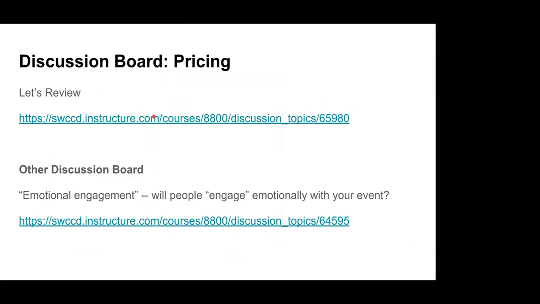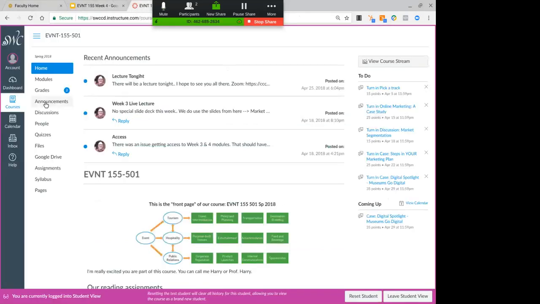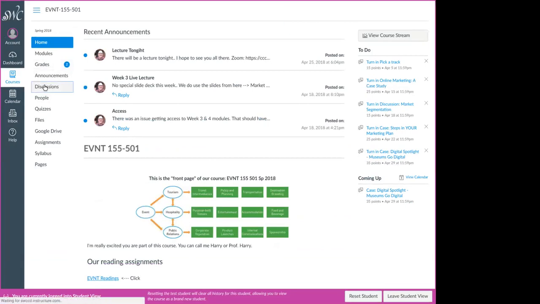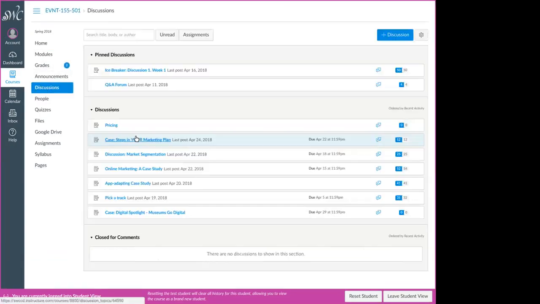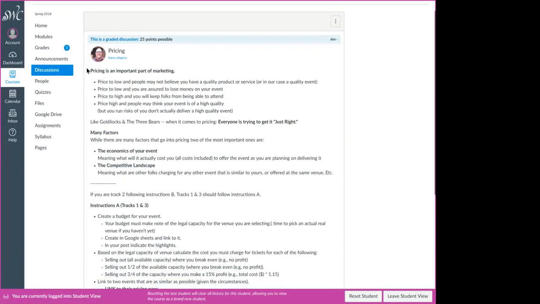Yeah. So in talking about pricing, I now want to go into Canvas and talk about the discussion board that we have for the second part of this week on pricing. We have 2 discussion boards this week. And so here I am at the home page, and we can go into discussions, and there is a discussion board called pricing. And you'll see language very similar to what's on the slides, where we're talking about the importance of pricing too high or too low.